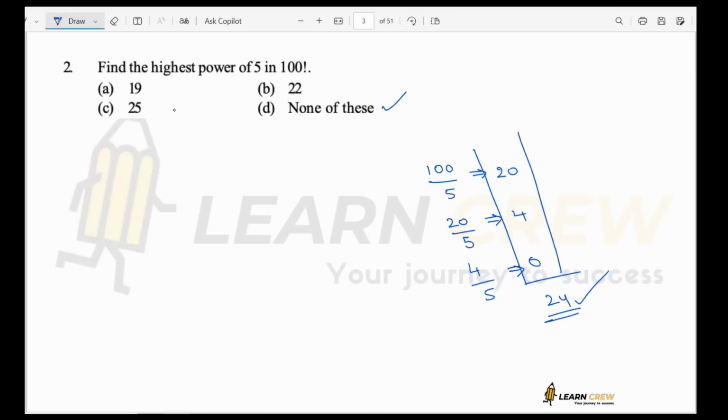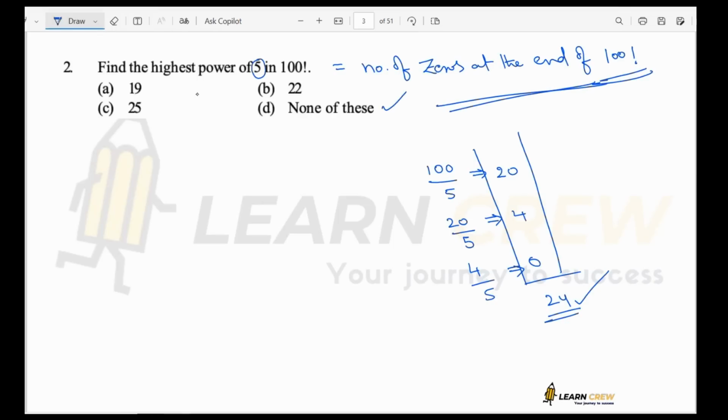So to find the highest power of x in n factorial, divide n by x when x is a prime. Finding the highest power of 5 in 100 factorial is nothing but, the question can also be asked like this: number of zeros at the end of 100 factorial. Number of zeros at the end of 100 factorial or highest power of 5 in 100 factorial, both are same. Next.